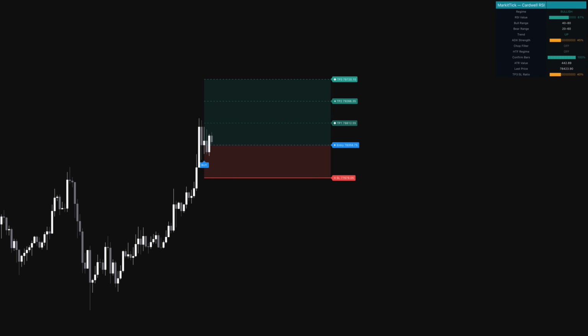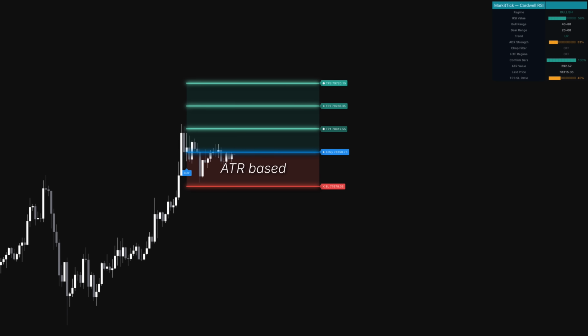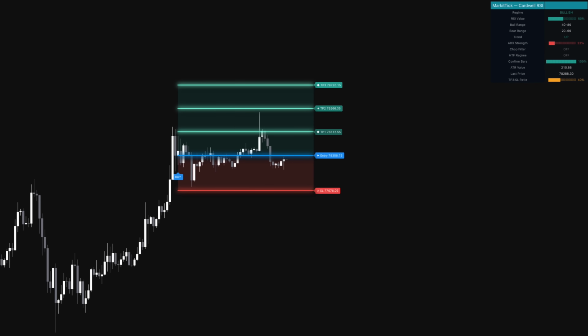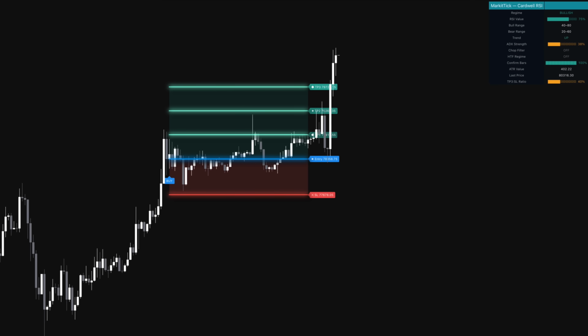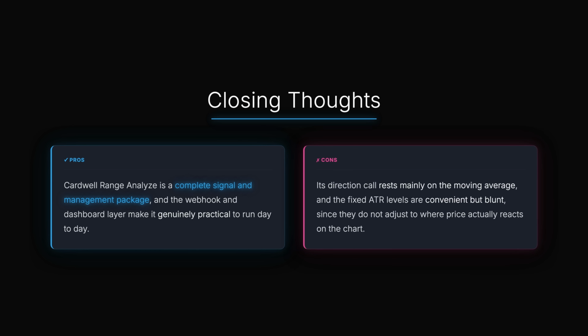The limitations are worth being clear on. The levels are pure ATR distances rather than structure-based, so they keep the same size regardless of nearby support and resistance. Cardwell Range Analyze is a complete signal and management package, and the webhook and dashboard layer make it genuinely practical to run day to day. Its direction call rests mainly on the moving average, and the fixed ATR levels are convenient but blunt, since they do not adjust to where price actually reacts on the chart.